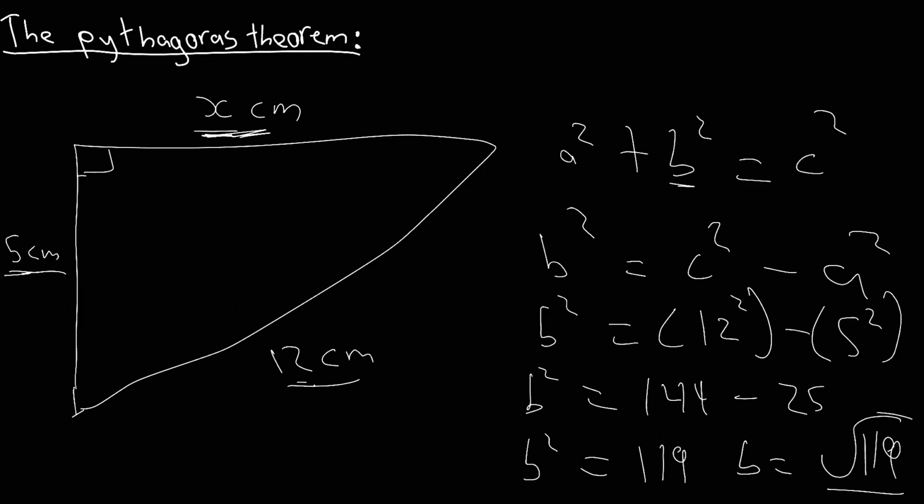So same thing here. If you're in a non-calculator exam, then you just write the root over here. And if you're in a calculator exam, you'd put root 119 into your calculator and you write the numbers, including the decimals. So b is equal to root 119, and b is basically x centimeters. Therefore, x is equal to root 119. And that's my final answer.